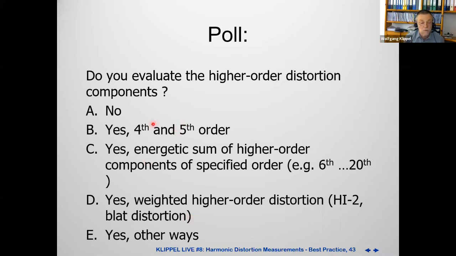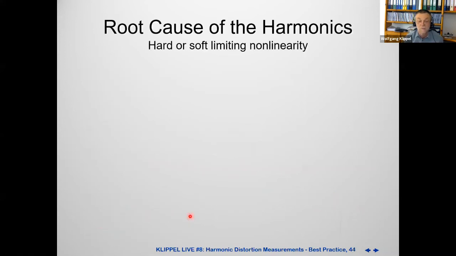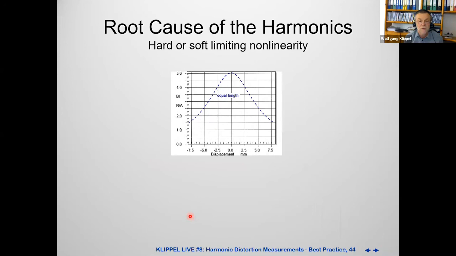Yeah, fourth and fifth. There, I'm usually looking sometimes at that if I expect a very hard limiting. The energetic sum of the higher order distortions, they are too noisy for my taste. If I really check the noise content, I find usually a lot of noise in that. So this is also quite interesting from David Clark. I'm coming back to that very soon. But first, let's start with the soft limiting.